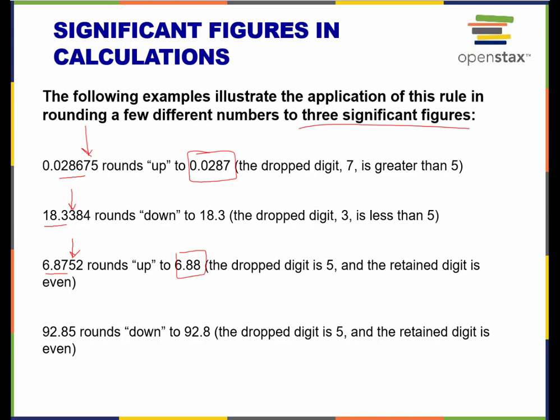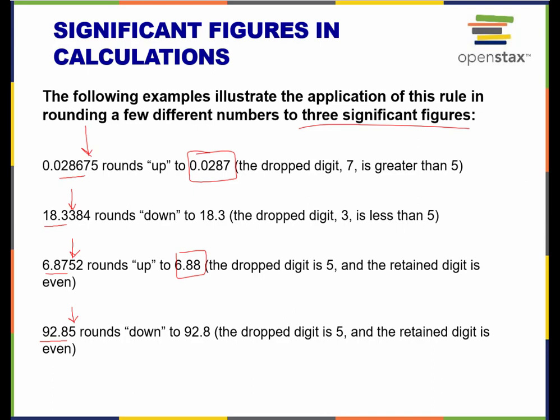And finally, 92.85, I would look at the first three numbers, 92.8, and I'm going to look at this 5. And there are conflicting rules about how you should round in this case. Generally, my rule is that if it's a 5, it's going to round up.